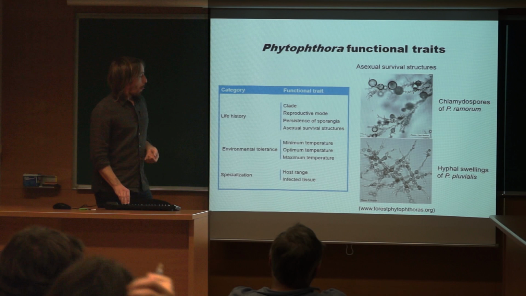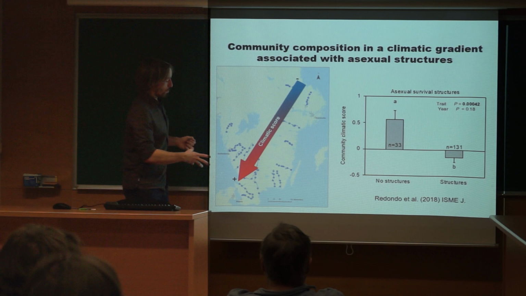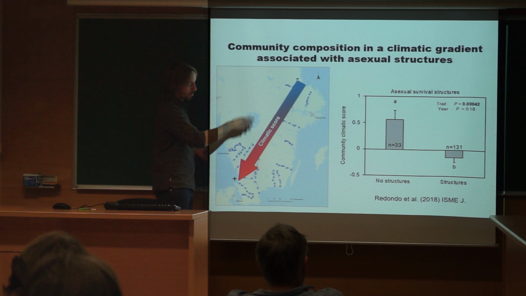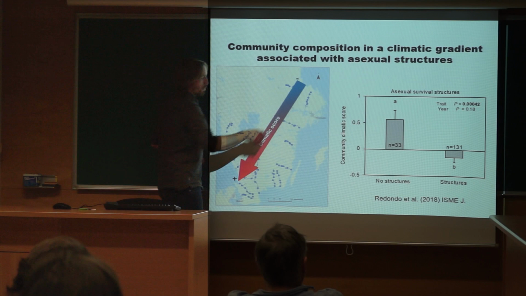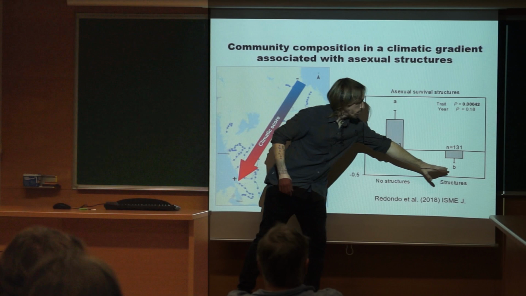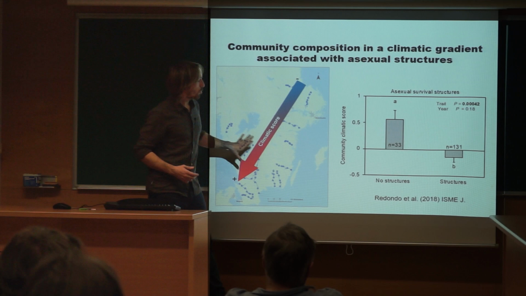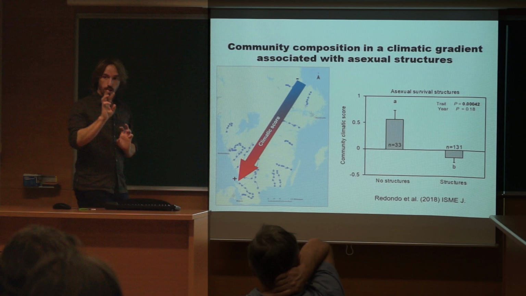So with that in mind, we said, let's see if there is a pattern. And actually there was. The first thing we did was to put the plots on a gradient, with a climatic score in which we took plots that were warm and moist, and others that were cold and dry. We could see that in the cold and dry areas, the communities were dominated by species having resistant structures, while in the warm areas, the communities were dominated by species not having them. So having or not having them allows you to predict where a species will most likely grow.